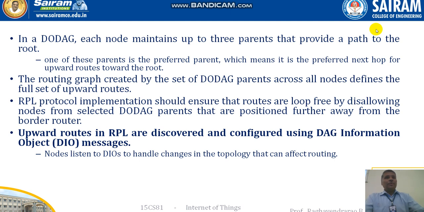Basically, the upward routes in RPL are discovered and configured using DAG Information Object (DIO) messages. So these nodes listen to DIOs to handle changes in the topology that can affect the routing.